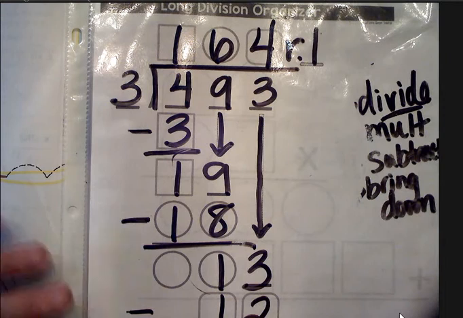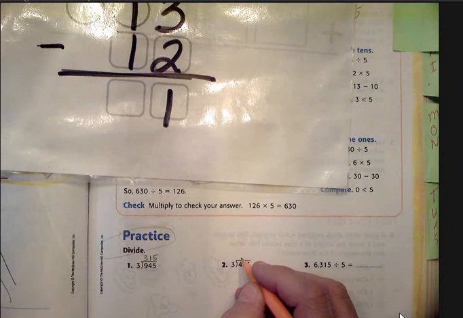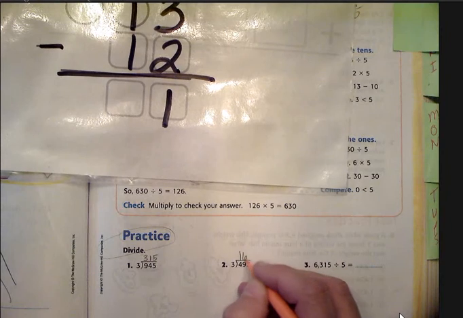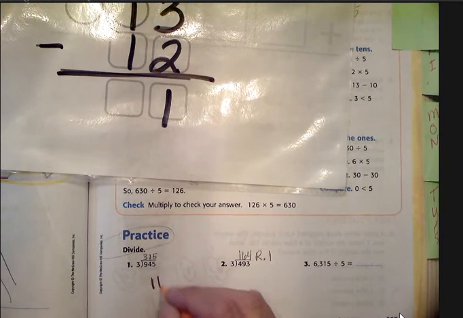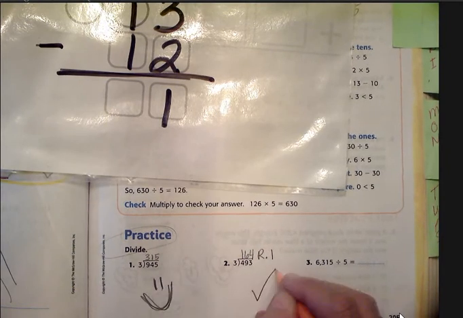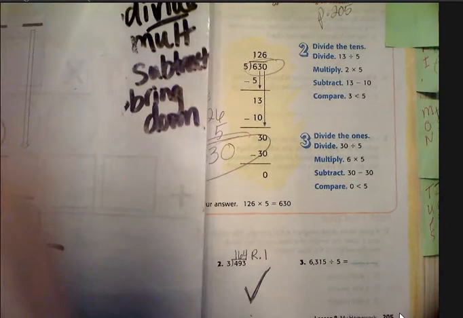And I'm going to write that neatly here. 164, remainder 1. Let's do a happy face and a check mark, if you are following along with me on the whiteboard. A couple more problems. You guys hang in there. You're doing great.